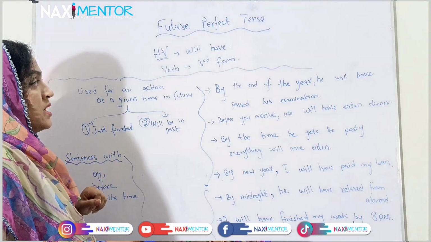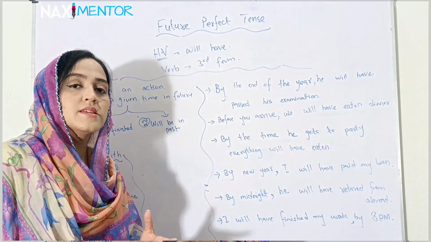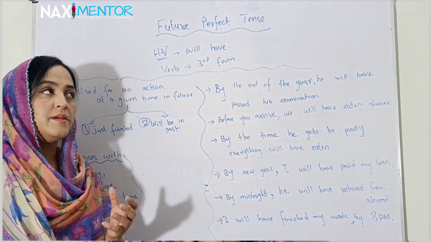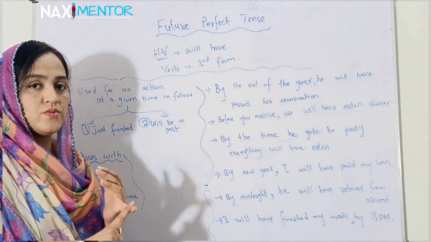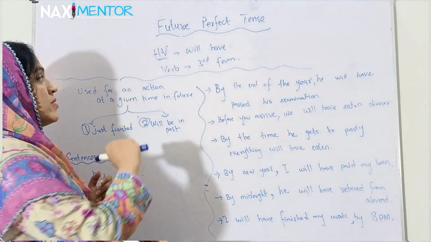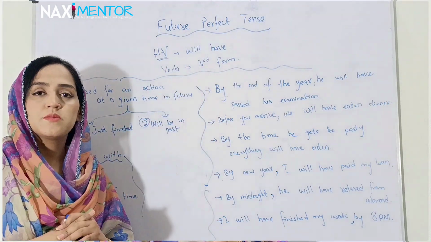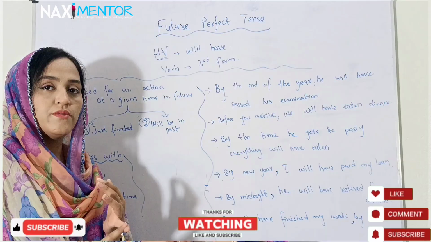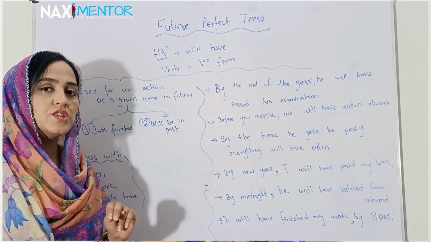Okay, three things that are important for making this tense are: number one, the helping verb will have. We have to use the helping verb will have, and the verb's third form, that is the past participle. So the third form of the verb and the use of will have as a helping verb, two main conditions.